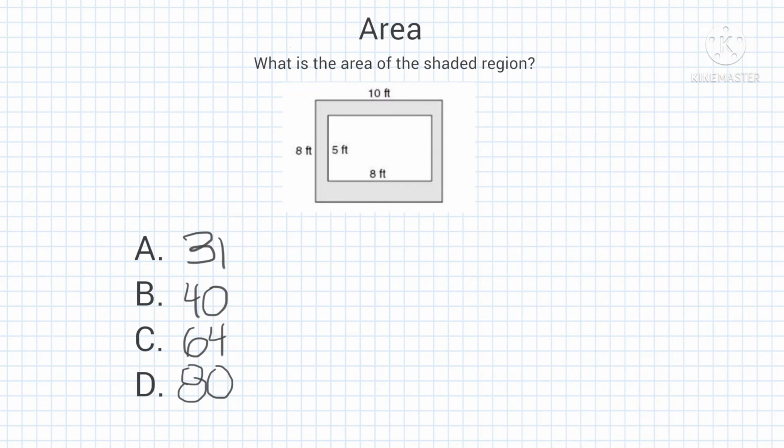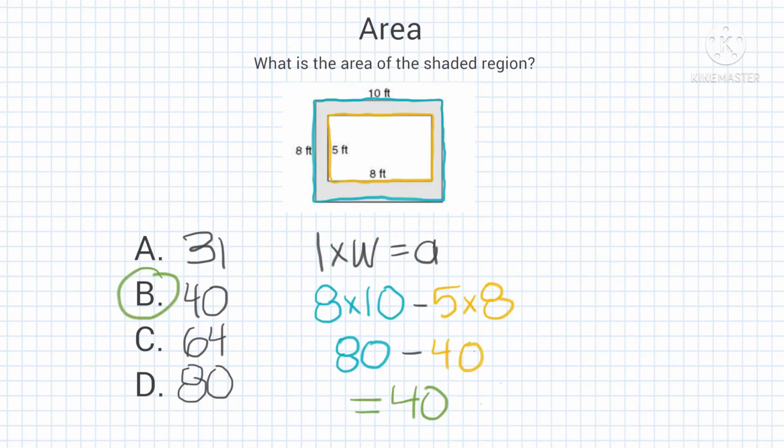Fourth question is about area. We want to find the area of the shaded region, but there's a smaller box in that region. So we have to find the area of the whole thing and subtract the smaller box from that. The formula for the area of a rectangle or square is length times width. So 8 times 10 minus 5 times 8 will give us the area. 8 times 10 is 80 and 5 times 8 is 40. 80 minus 40 is 40. So B is our answer.